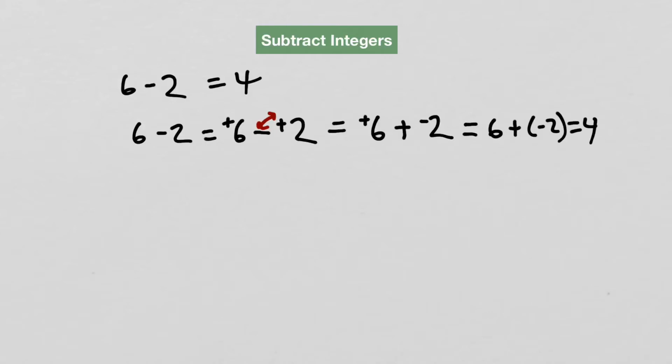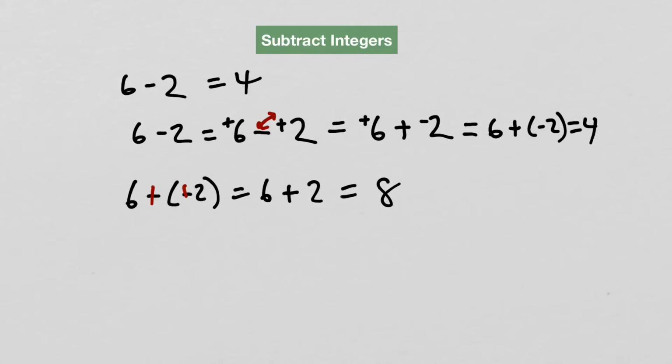Okay, let's do another example. What happens if we have 6 minus negative 2? In this scenario, when you're subtracting a negative, it is the same as adding a positive: 6 plus 2. Now, how did that happen? All we did was this. Negative, negative. Two negatives become a positive. And now we know that the answer is 8.